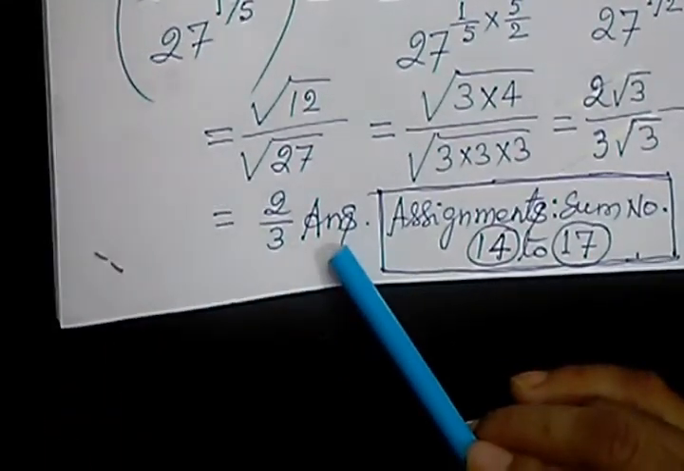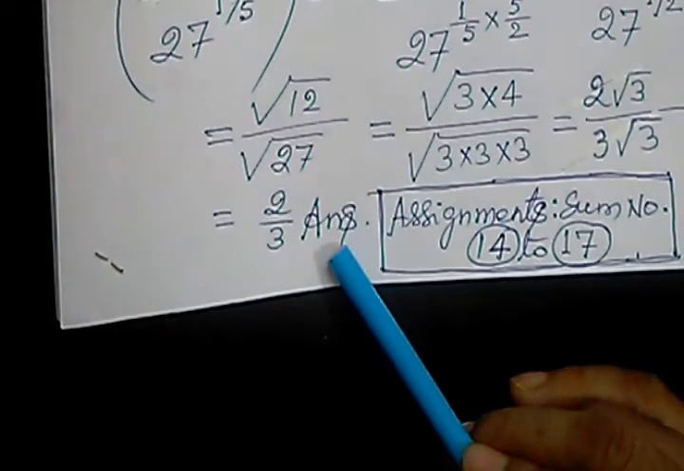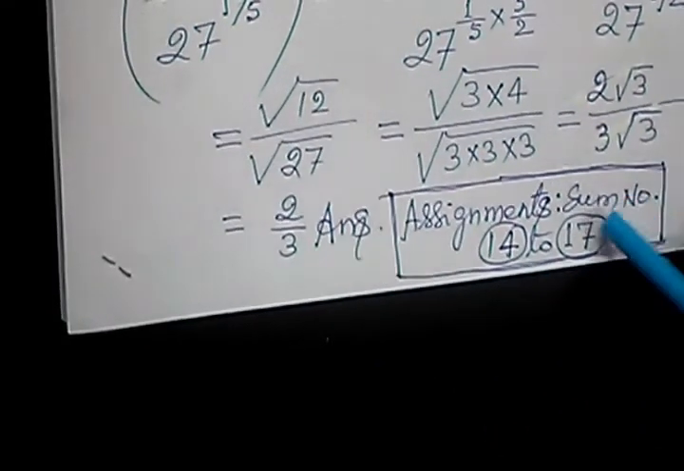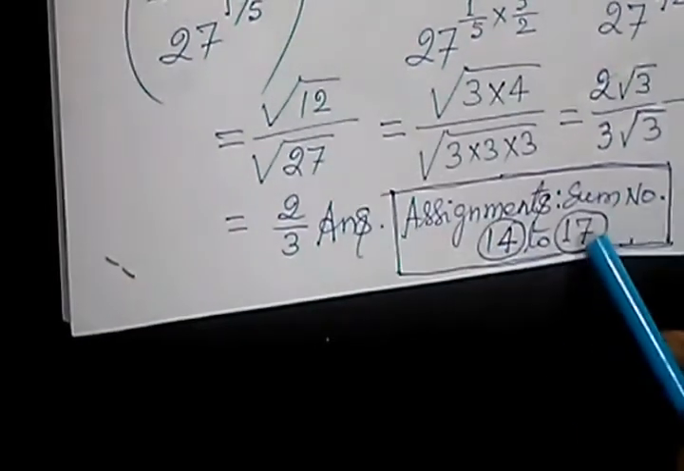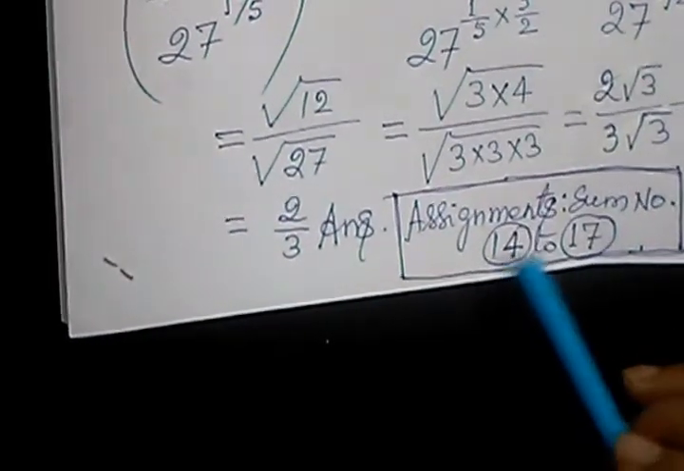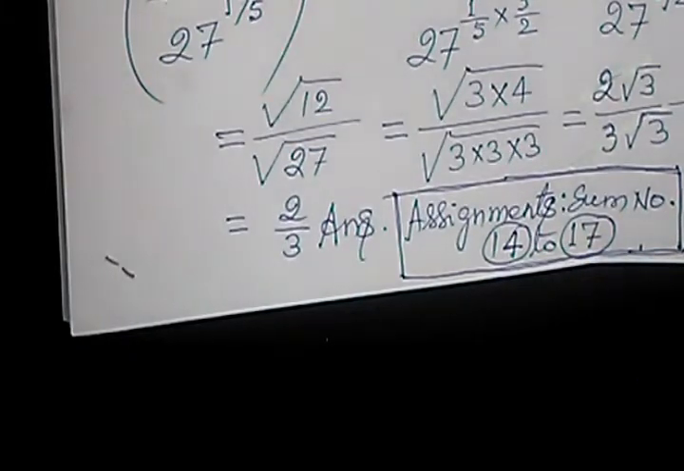This is the answer. Now coming to your assignments, obviously the remaining sums. So sum number 14 to 17. You have to do only this much, 14 to 17, and please complete this.